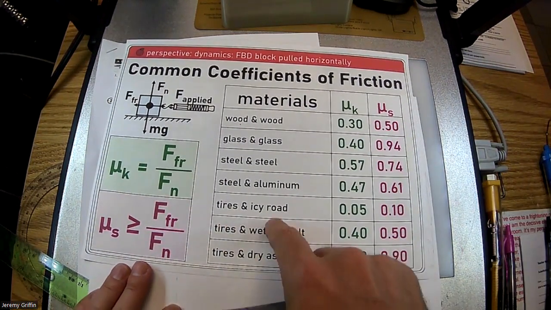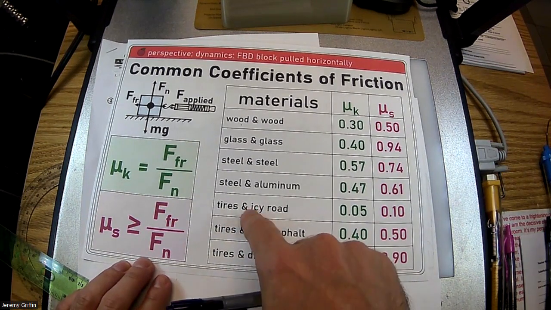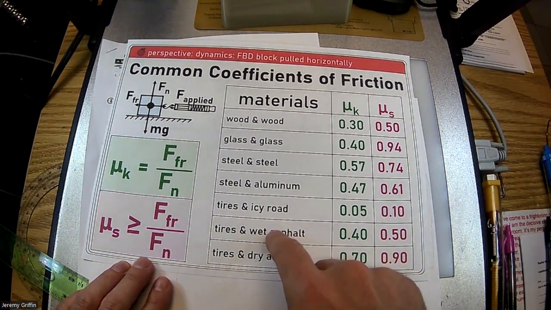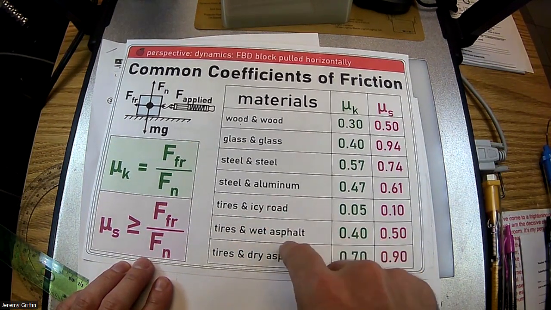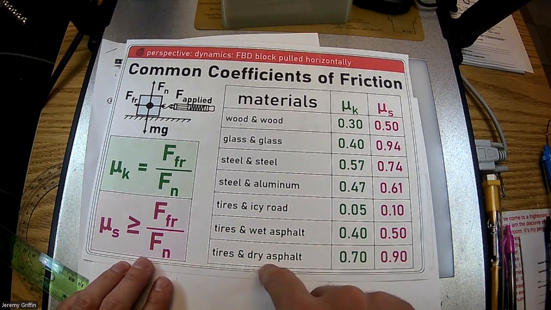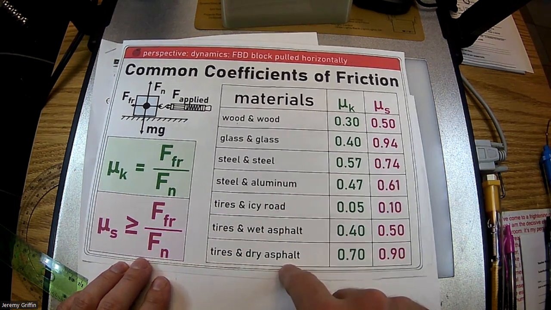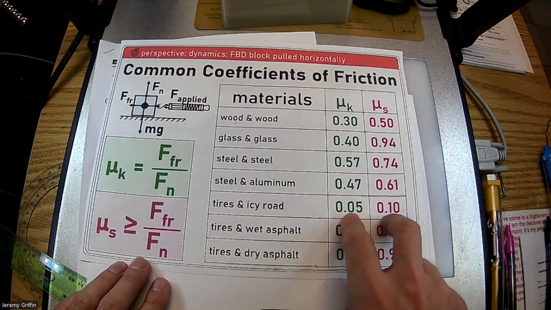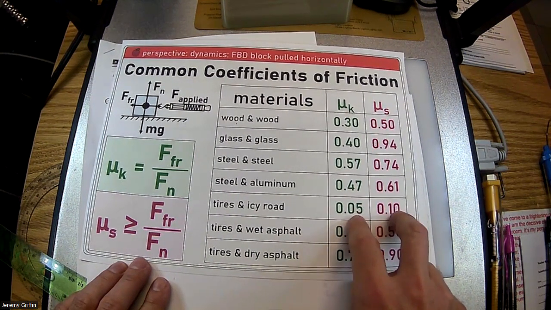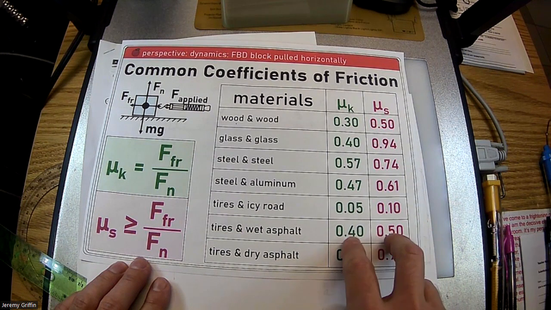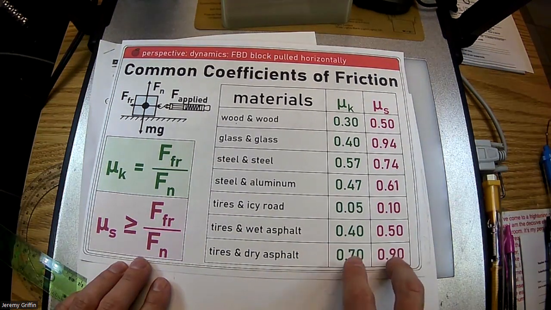Hey, look at these last three lines. We've got tires versus different kinds of roads. What's easier to drive on, an icy road, a wet road, or a dry road? Dry, because you get more friction. And look at these coefficients of friction. An icy road is hardly anything, 5%, 10%. Be real careful there. A wet road is better, but the dry road is the best.